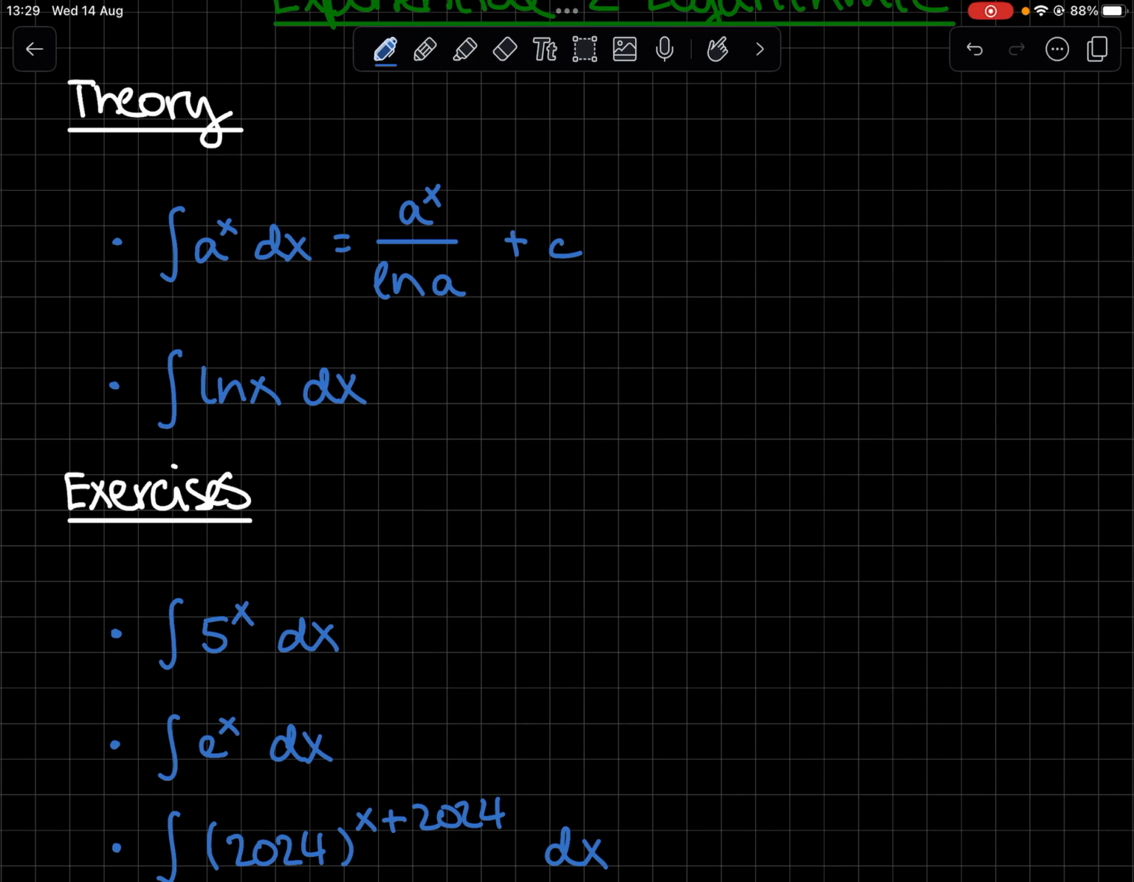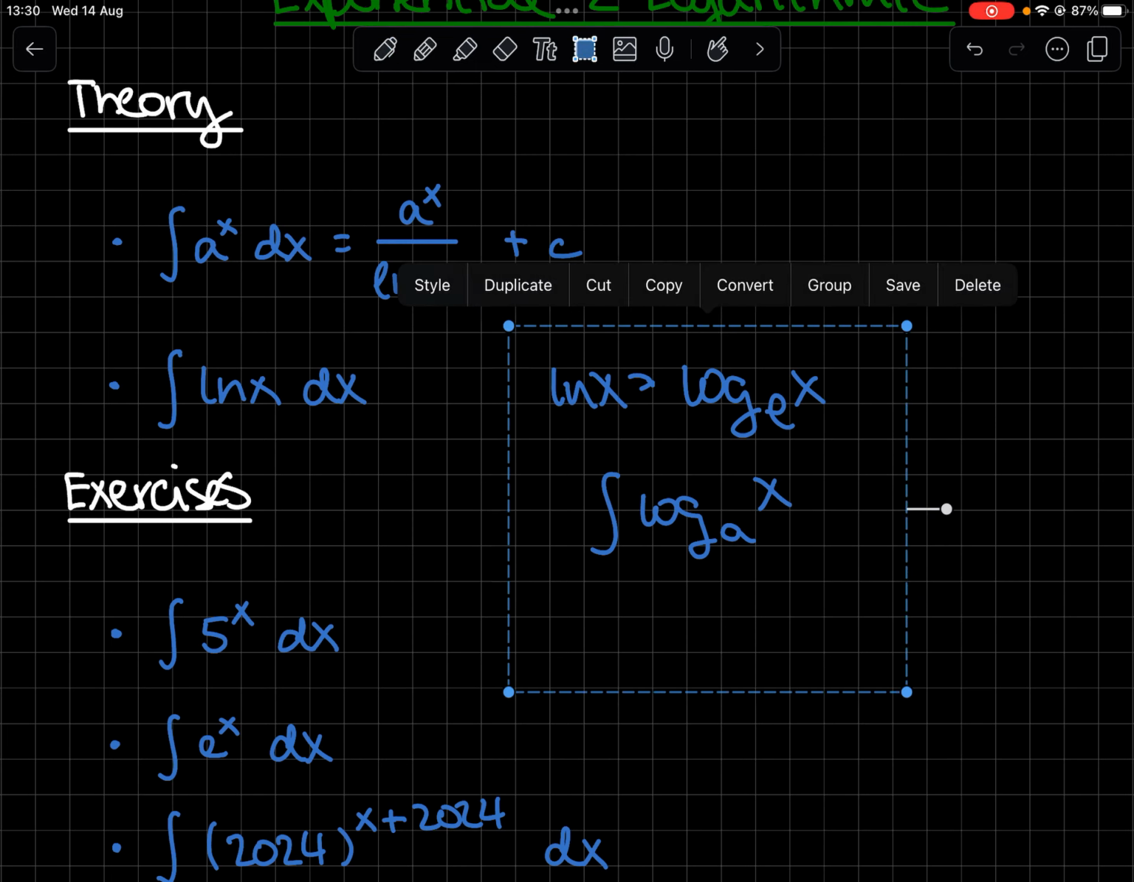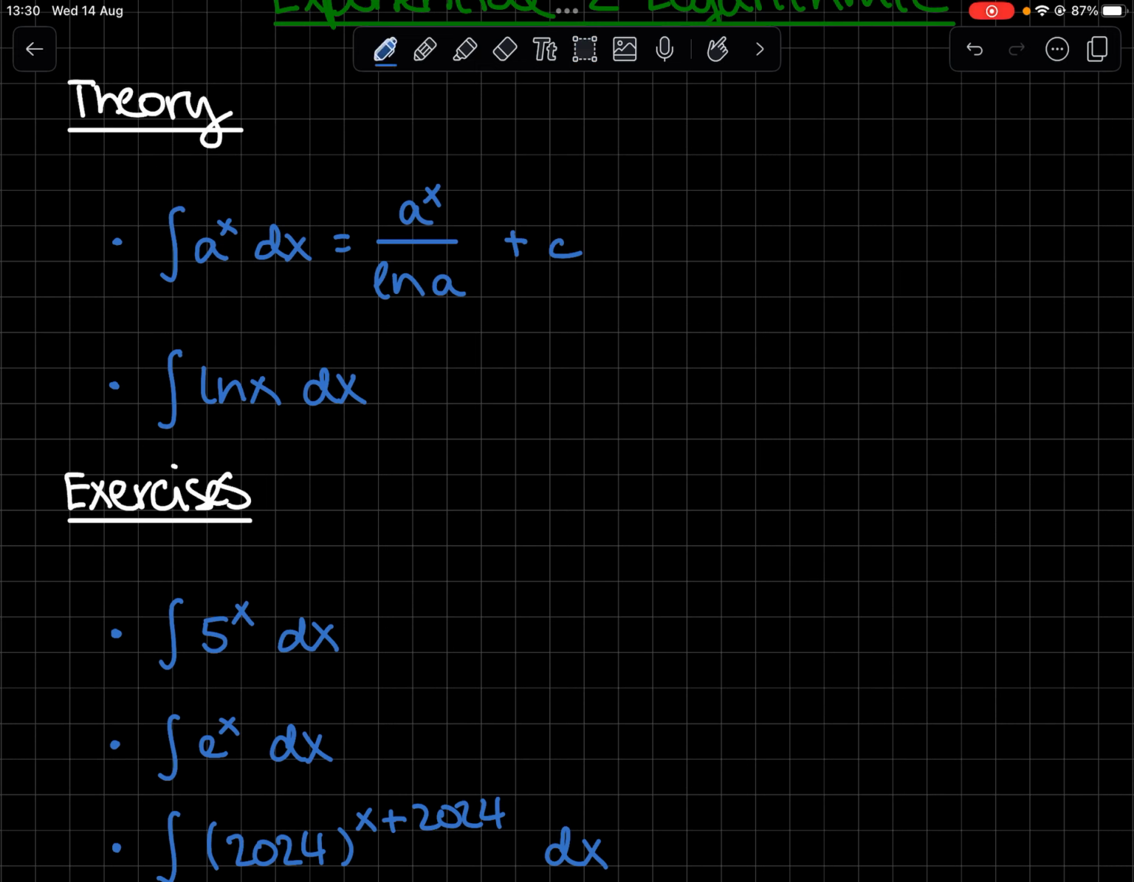And now you might be wondering, well, ln x is just the logarithm in base e of x. What if we have the integral of the logarithm in another base a of x, where a can be 3 or 4 or 5 and so on? How can we integrate that then? Well, we'll see a few of those examples, but the key is to use the change of base rule to rewrite it as a natural logarithm.